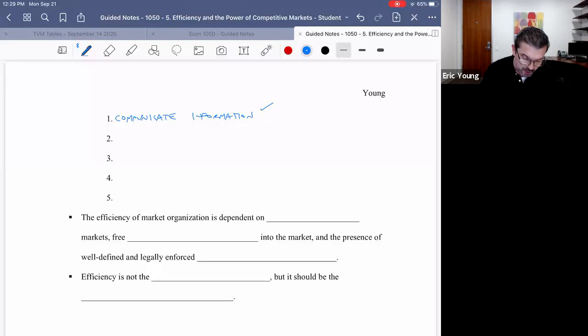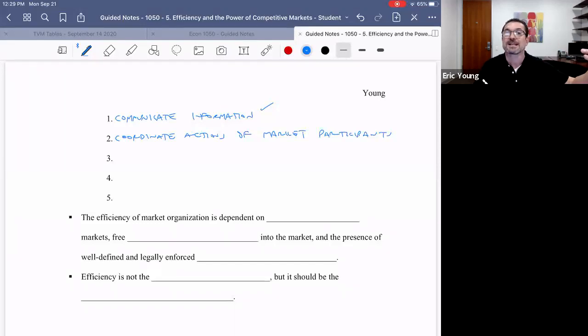Number two, market prices coordinate the actions of market participants, all those buyers and sellers who participate in the market. We got a little taste of this when we learned the law of supply and the law of demand, the idea that high prices or low prices send distinct signals. It's the price mechanism that generates the activity that ultimately leads to the adjustment that brings participants together. Number three, market prices motivate economic players.